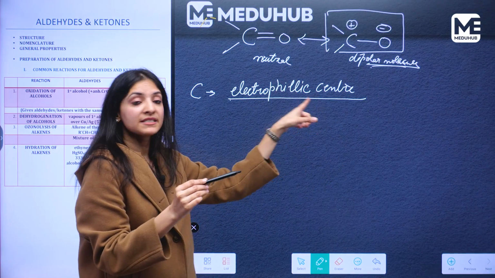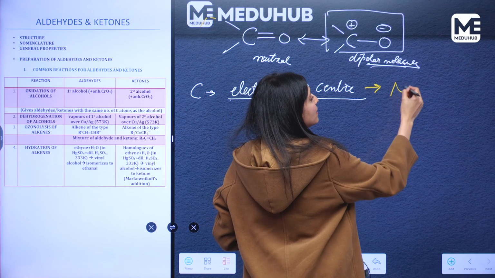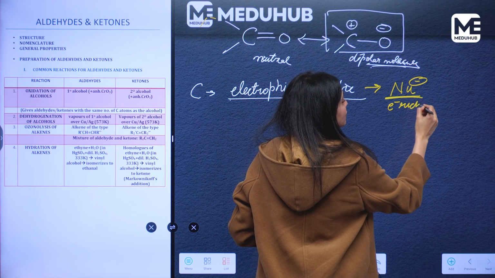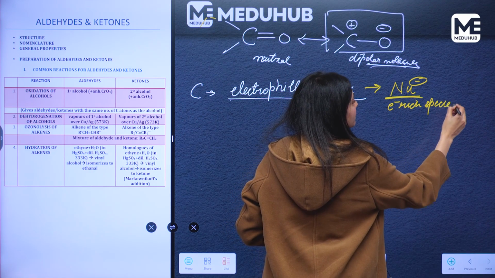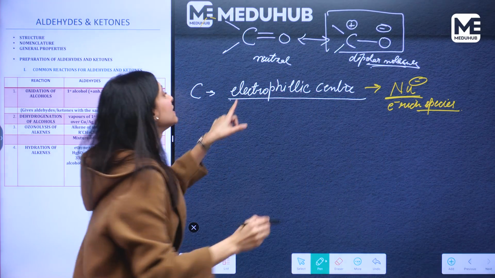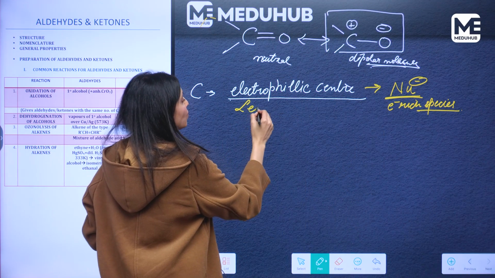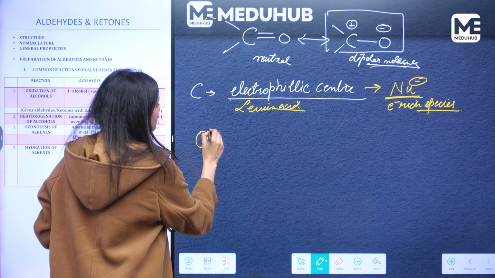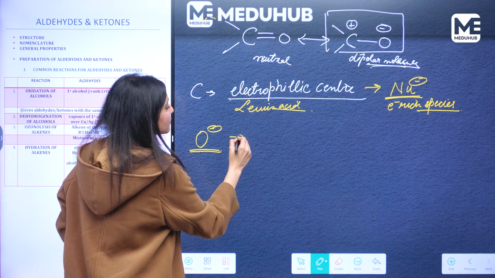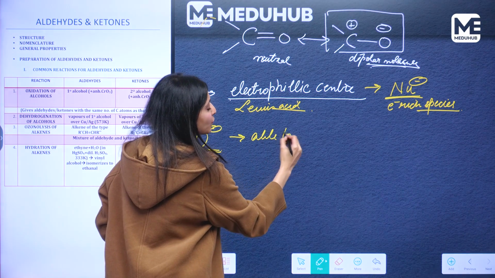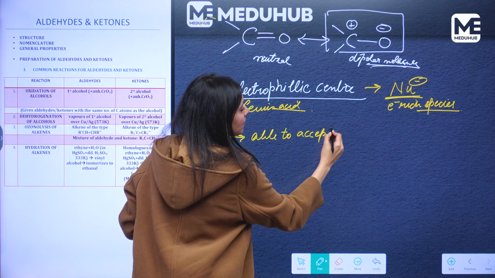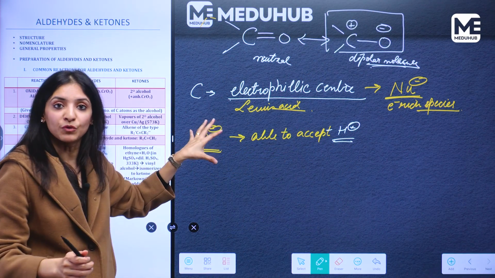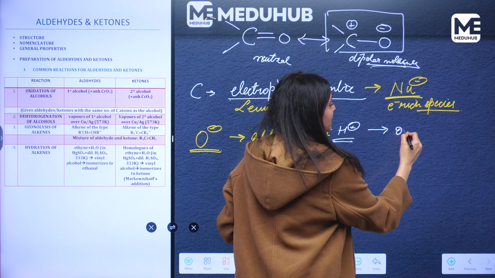And because it's an electrophilic center, it will be susceptible to attacks by a nucleophile, which would be an electron-rich species. So this carbon is an electrophilic center and it acts as a Lewis acid, whereas the oxygen is readily able to accept protons due to the negative charge here. This can easily take up a proton and become an oxonium ion.